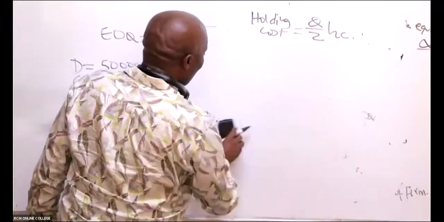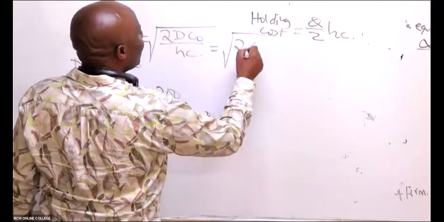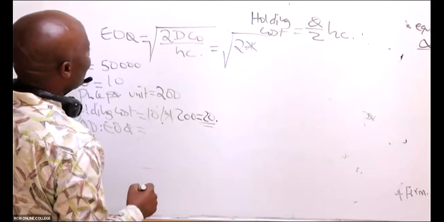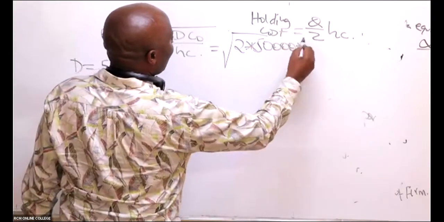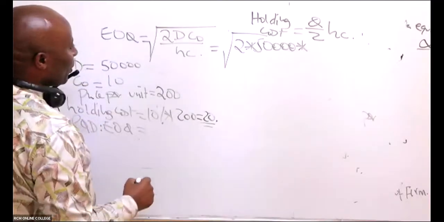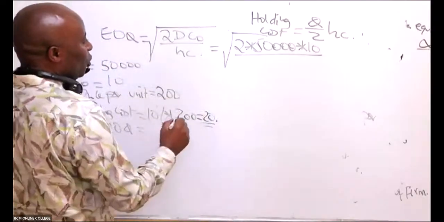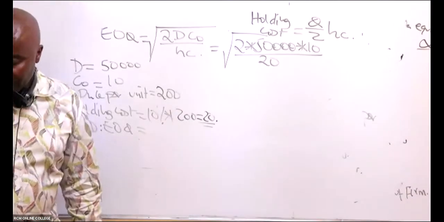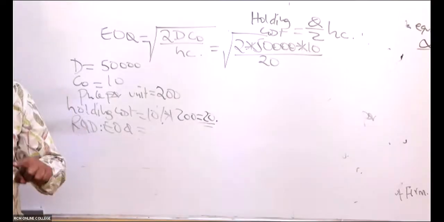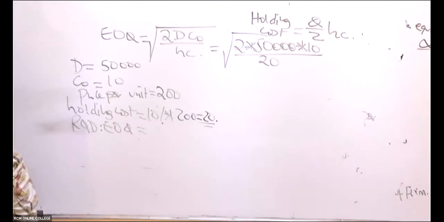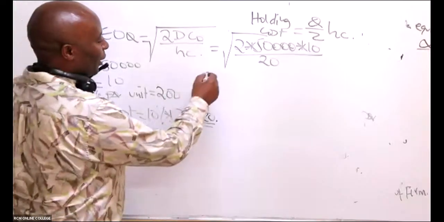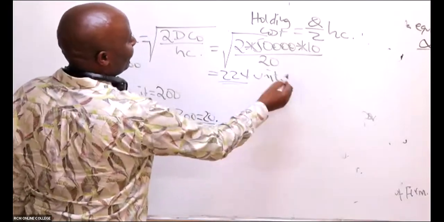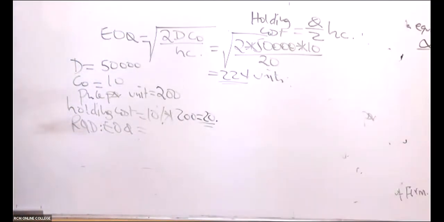Now, ladies and gentlemen, let's go ahead and get this. So it shall be 2 times annual demand. What is the annual demand here? 50,000 times cost per order. What is the cost per order here? Cost per order is 10, right? And then I divide this by the holding cost, which is 20. You have to be very, very careful. So you say 2 times 50,000 times 10. Whatever answer I get, I divide by 20. Then whatever answer I get, I take out the square root. The online guys are telling me it is what here, somebody? 224, isn't it? 224 units. Thank you so much.